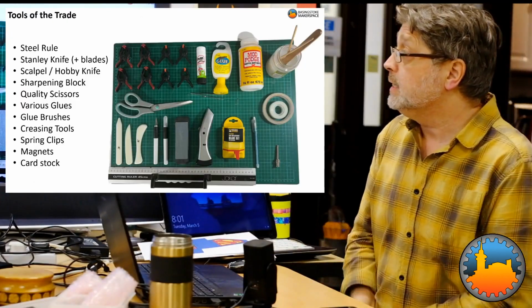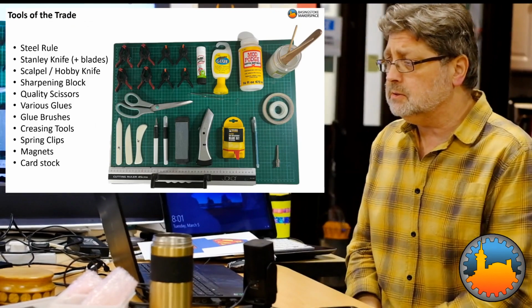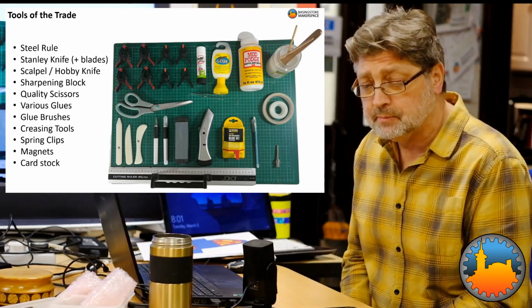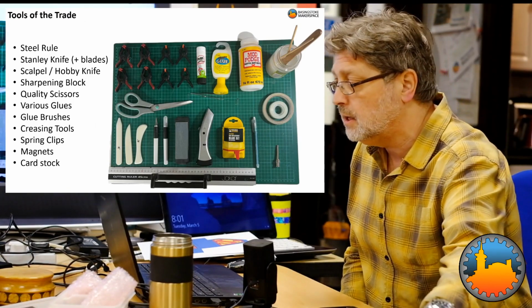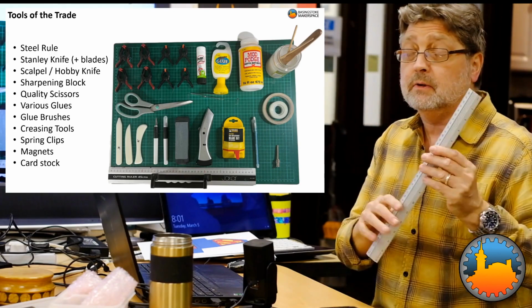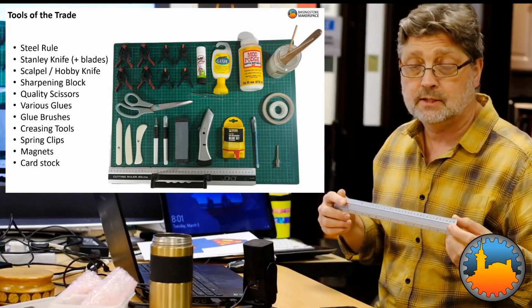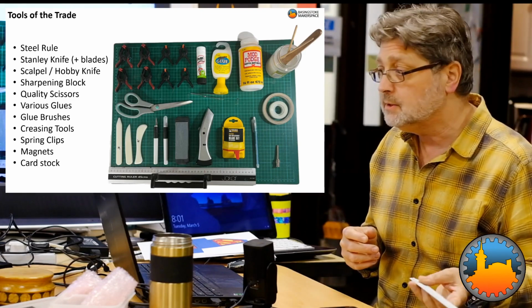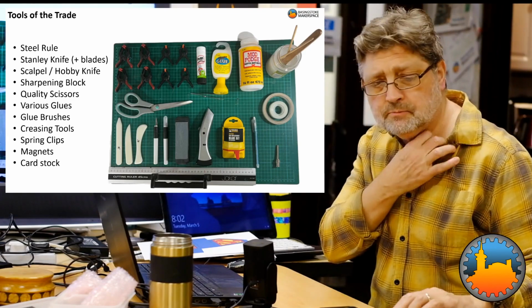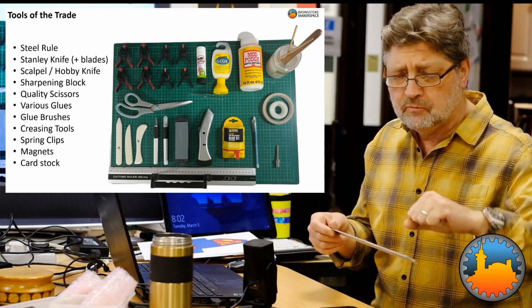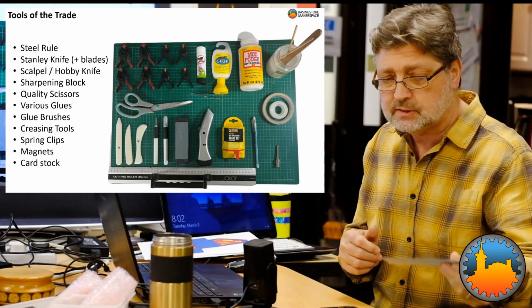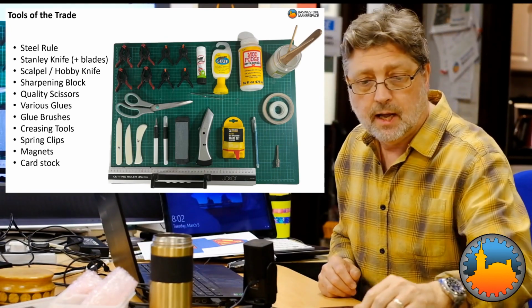So, tools of the trade. It's probably no surprise here, but some of the key things that you need are a steel rule. Always a steel rule, because you're going to be cutting with a sharp blade, so you don't want to go through your little plastic one. I use a much more heavy duty one with a handle on it actually when I'm doing stuff, but that's quite handy for moving around.